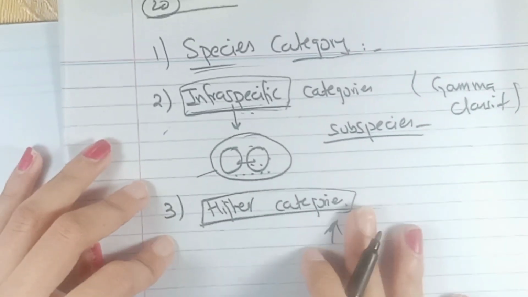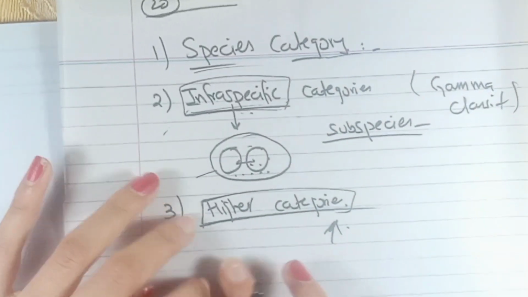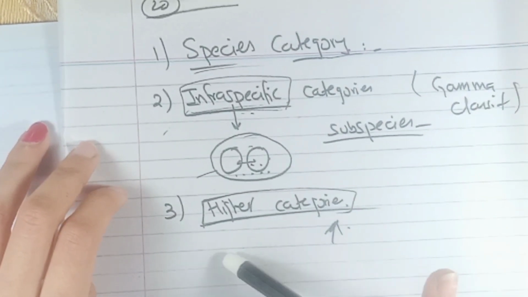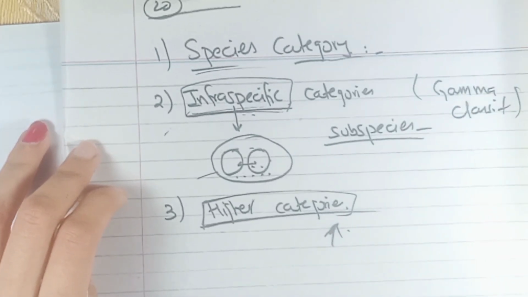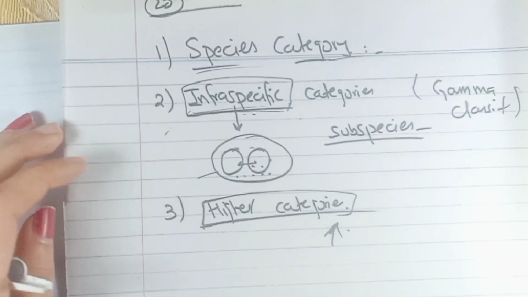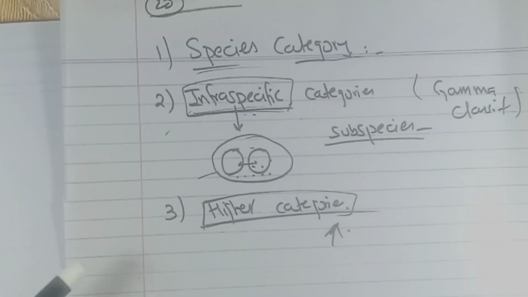So yes, here is the concept of category. If there is any problem, you can ask in the comment section, and in the next lecture we will see about the species concept, and I hope this is clear. So bye.